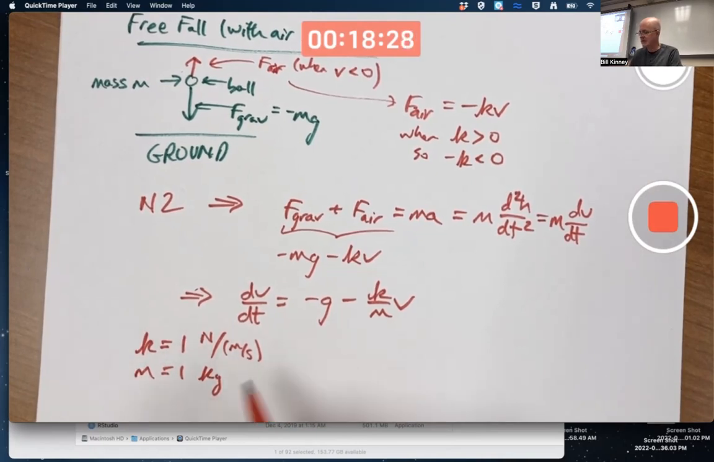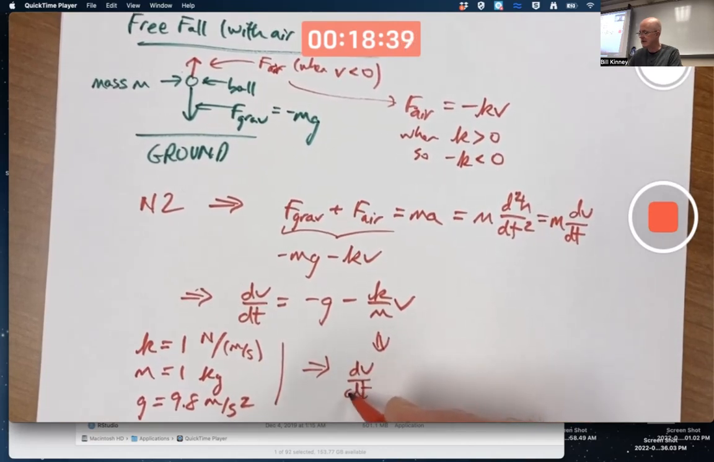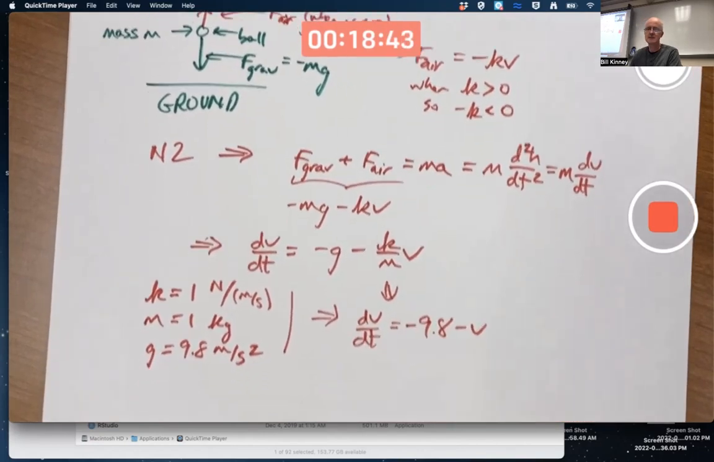And let's go ahead and use g as 9.8 meters per second squared. If we use those assumptions, the differential equation does simplify to dv/dt equals negative 9.8 minus v. So it does simplify it.